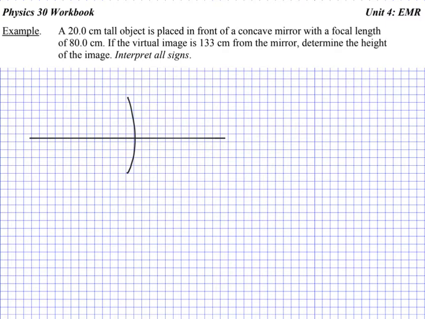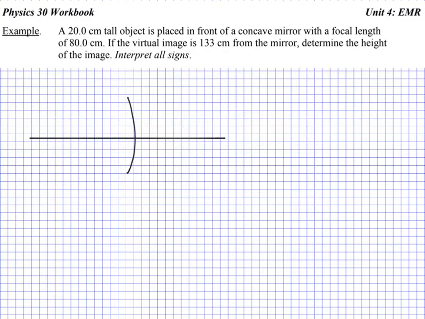So we're asked to figure out something about a 20 centimeter tall object being placed in front of a concave mirror with a focal length of 80 centimeters. We're told that the virtual image is 133 centimeters from the mirror. And we need to determine the height of the image.